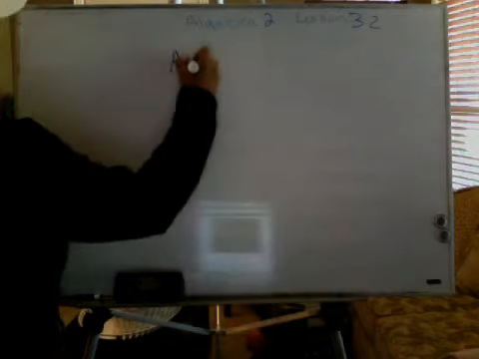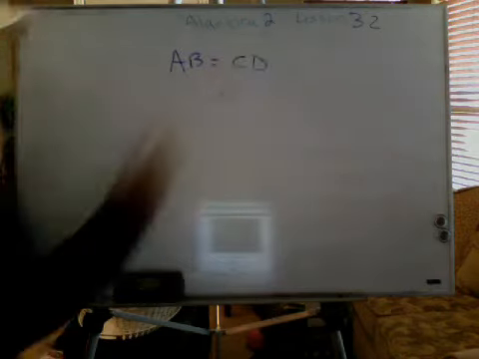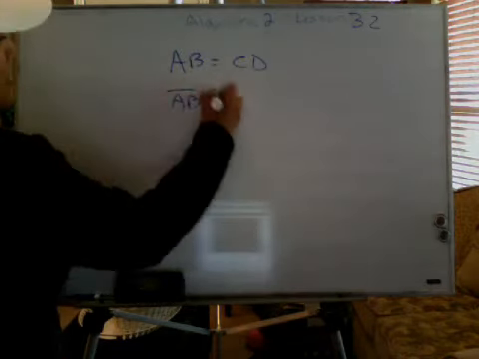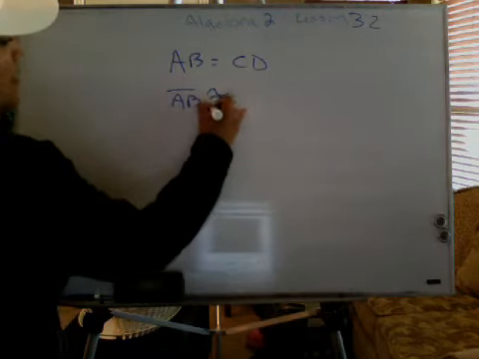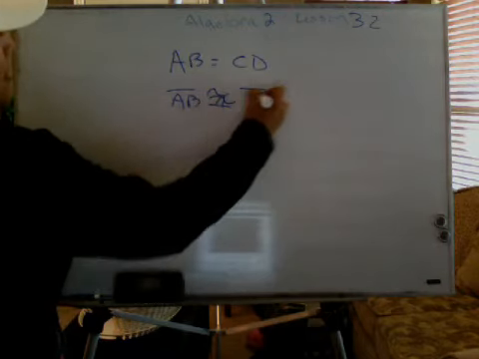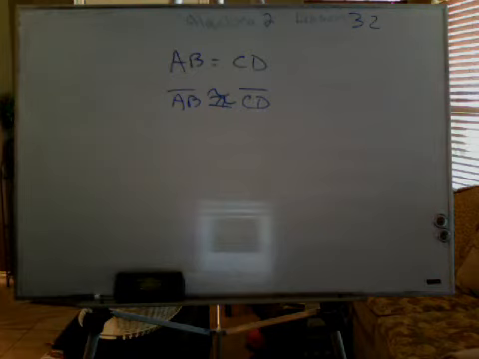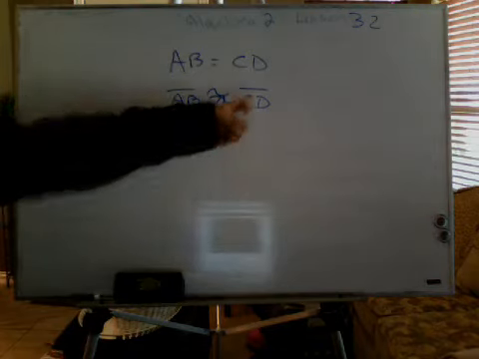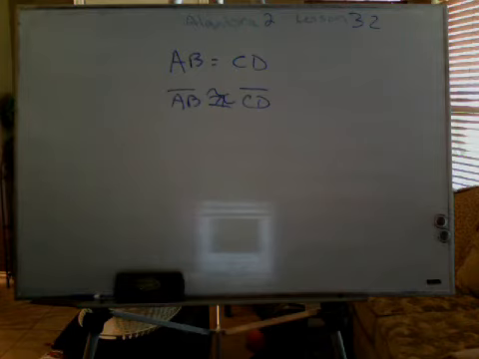We can say AB is equal to CD. Or we could say line segment AB is congruent to line segment CD. That's what that line means. We said segment, so this means segment AB is congruent to segment CD.